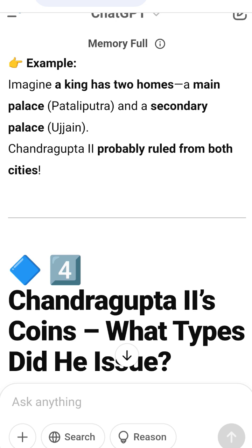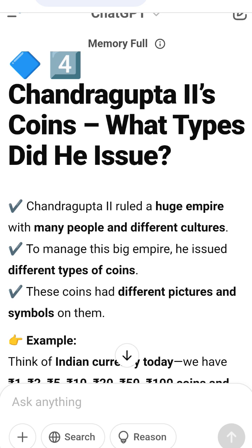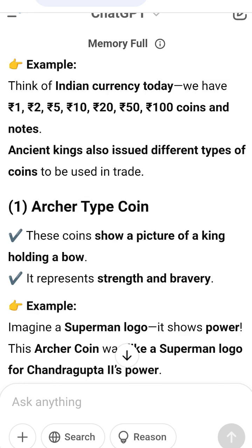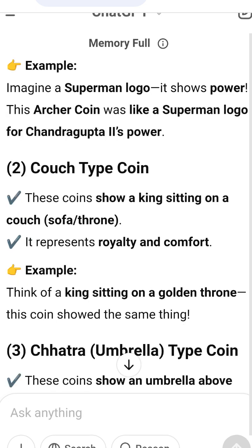5. Horseman-type coin. These coins show the king riding a horse. It symbolized speed, power, and control over the kingdom. Example, think of a king in a sports car today. It shows power and mobility. Each of these coins had different styles and designs. 5. Summary.